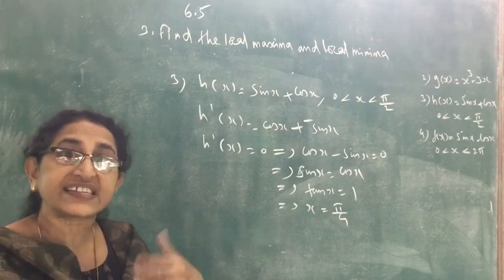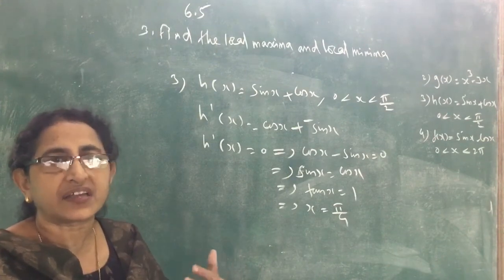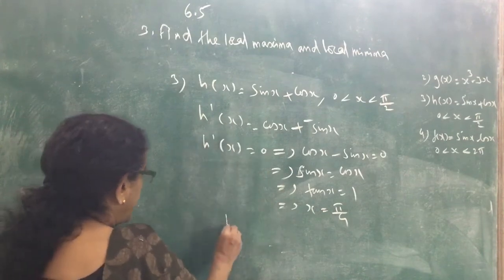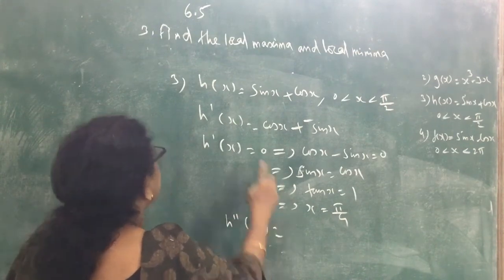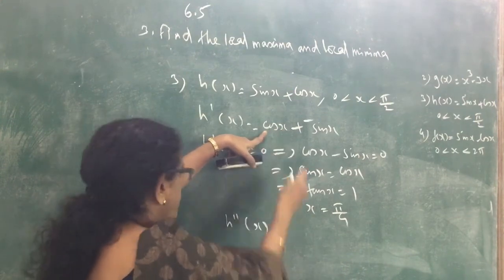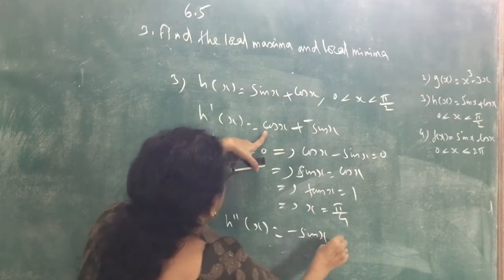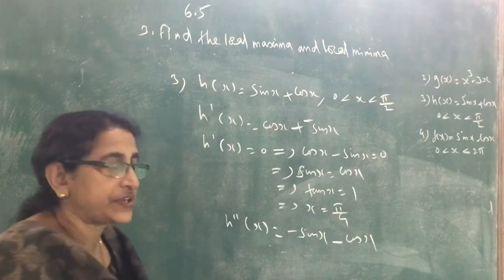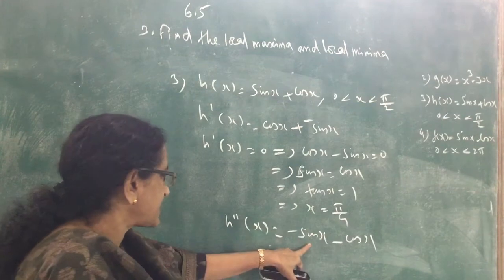Now we have to find the second derivative and substitute to check whether it is a point of local maxima or local minima. Now find the second derivative: h double dash x equals derivative of cos x minus sin x, that is minus derivative of sin x, cos x. So this is the second derivative. Now we have to substitute into this second derivative.